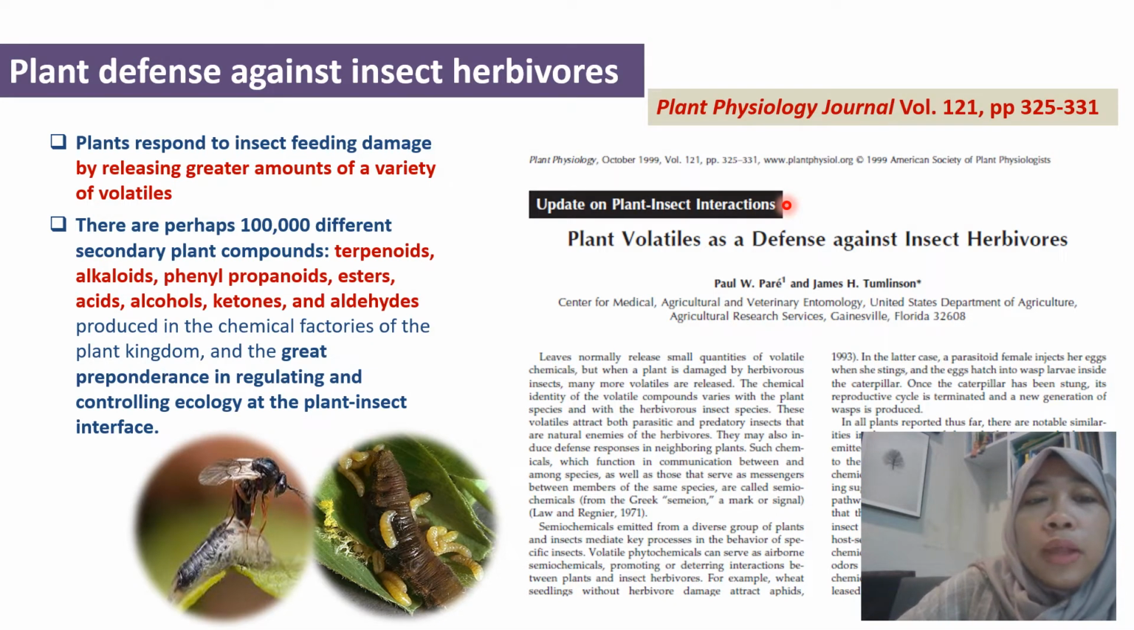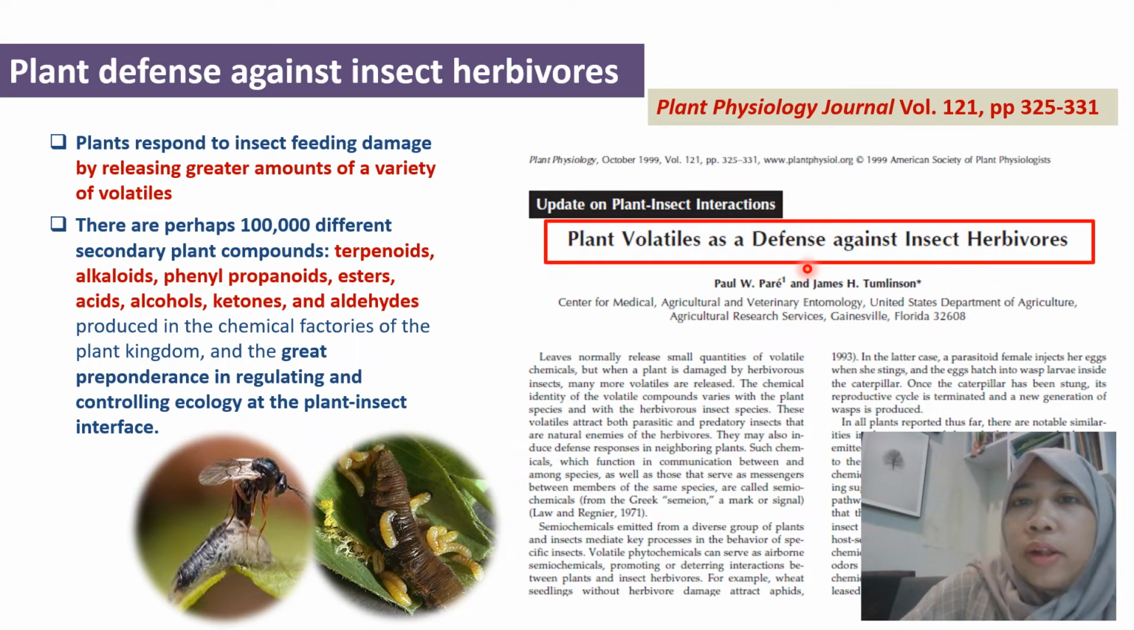Okay, and what are examples of secondary plant compounds or volatile compounds? There are many. For example, terpenoids, alkaloids, esters, acids, alcohols, ketones, aldehydes, and others. These are the journals that you can read about plant volatiles as a defense against insect herbivores. So organisms like plants also do communication, to attract the biological agent.